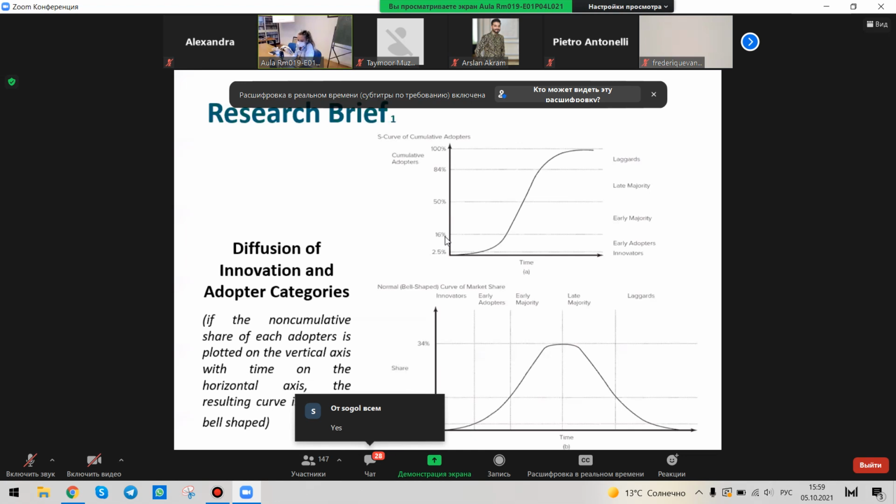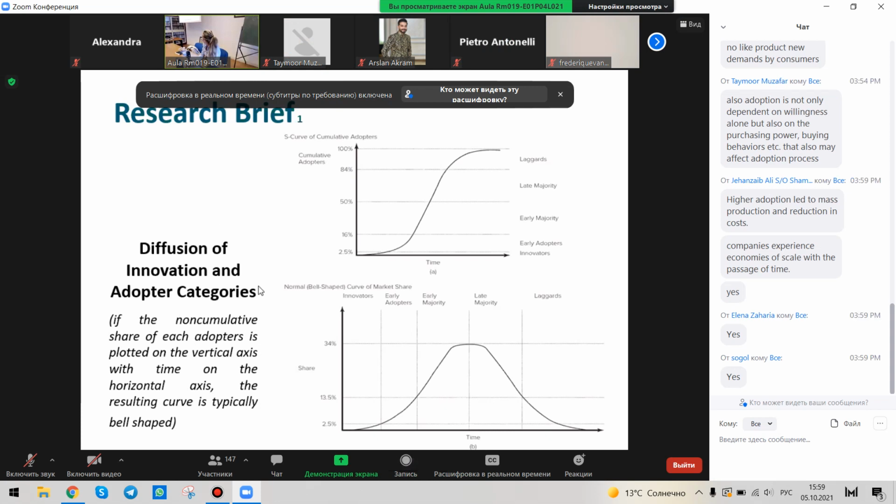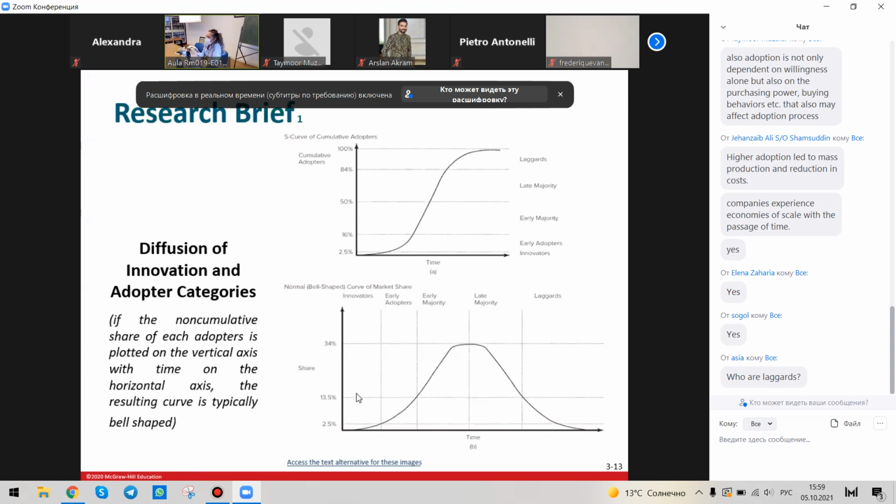Okay, so for those who studied innovation in general, this is the most famous representation of innovation adoption. So what did Rogers say? He said that when a company introduces an innovation on the market, approximately 2.5% of the market is represented by innovators.